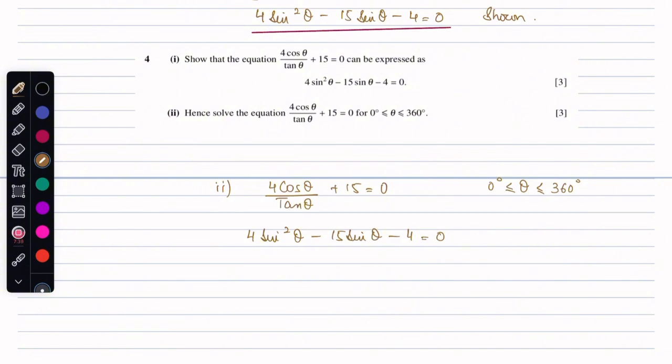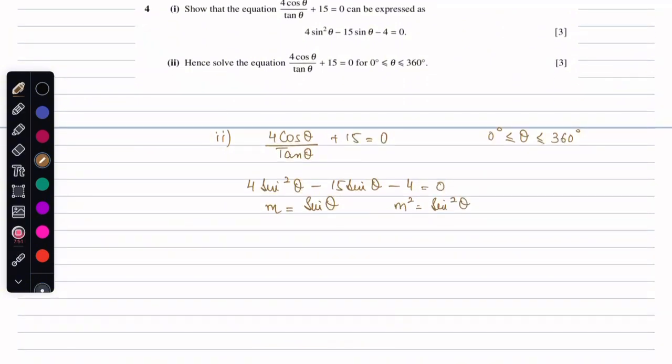Therefore, I will be using the substitution for m as sine theta, and therefore m square will be equal to sine square theta. So for simplicity, we have assumed that m equals sine theta. Therefore, the equation becomes 4m square minus 15m minus 4 equals 0.